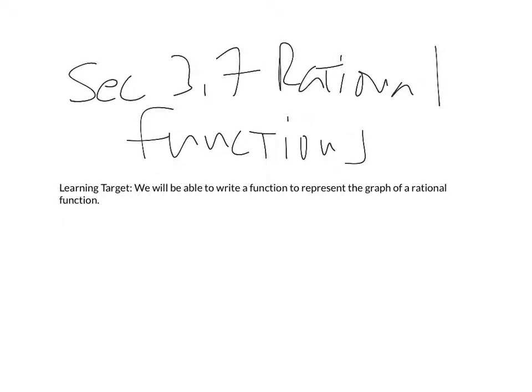Okay, so I'm going to do this section a little differently this year. I'm going to first start you off with graphing, writing an equation from the graph of a rational function, and then we'll reverse it, and I'll give you the function and you're going to have to graph it. But for Monday, you want to be able to do this.